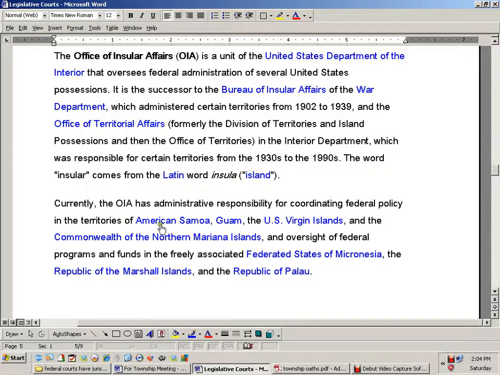Currently, the OIA is administratively responsible for federal policy of the territories of American Samoa, Guam, and U.S. Virgin Islands, the Commonwealth of the Northern Mariana Islands, and oversight of federal programs and funds for the freely associated states of the Federated States of Micronesia and Republic of the Marshall Islands. Okay. Right? So the Office of Insular Affairs has administrative responsibility for coordinating federal policy in the territories of boom, boom, and boom. American Samoa. And again, I really think that your township is American Samoa when it's properly constituted and the offices aren't vacated.